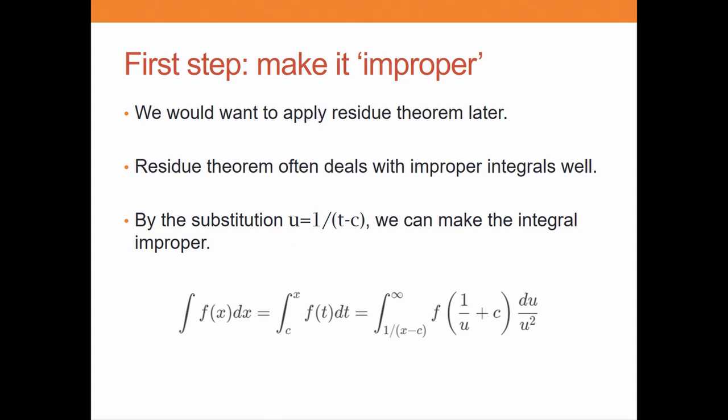So for the first step, we want to make it improper. We would like to apply residue theorem later, and residue theorem often deals well with improper integrals. So we would like to try to make the integral improper. So we will make the substitution u equal 1 over t minus c, and the first equality is due to the fundamental theorem of calculus, and the second equality is due to the transformation.